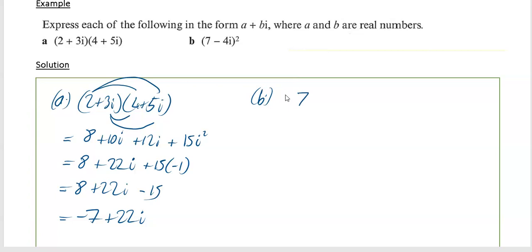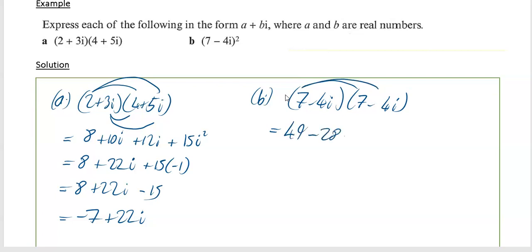Okay, part B, we have got 7 minus 4i all squared. So I'm just going to write that as 7 minus 4i upon 7 minus 4i. It's good to take this easy step here just to avoid making silly mistakes. 7 times 7 is 49. 7 times the minus 4i is going to be minus 28i. Minus 4i times the 7 is going to be minus 28i. And then we've got minus 4 times minus 4, which is going to be plus 16 times i squared.